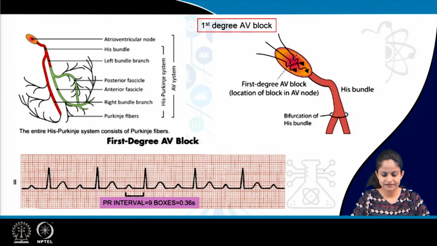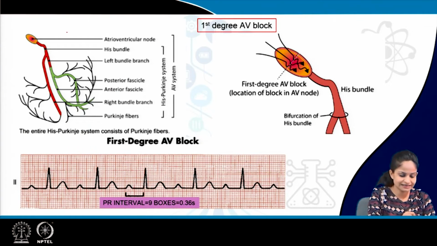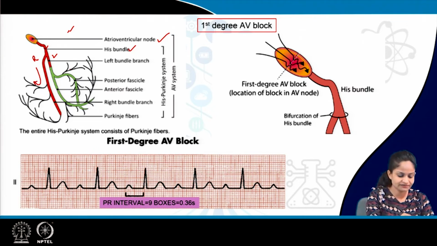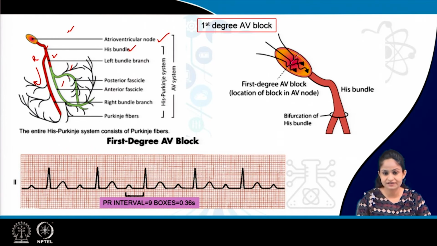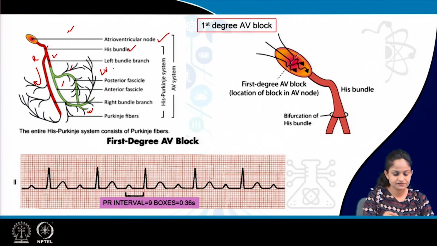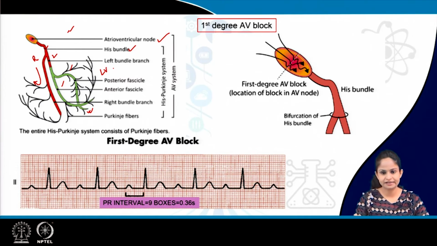So, we will see the first degree AV block. This is a normal conducting pathway. This is the AV node. This is the bundle of His. Then right bundle and left bundle. This is supplying the right ventricle, and this is supplying the left, we have the posterior fascicle, we have the anterior fascicle, and with the Purkinje fibers they are supplying the left ventricle. So, this is the normal conducting pathway.